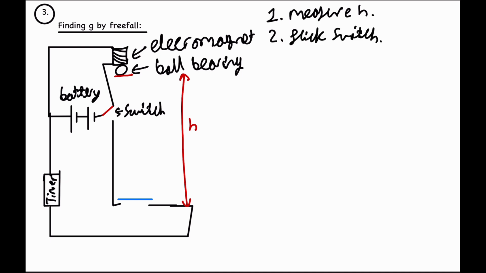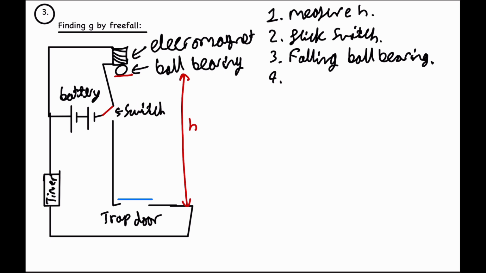The next step is that the ball falls, and when it hits the trapdoor, the circuit breaks, and then the timer stops again, recording the amount of time. Then we would repeat this experiment and calculate an average time taken. And you can also repeat with different heights. So you can repeat either the same height or different heights.